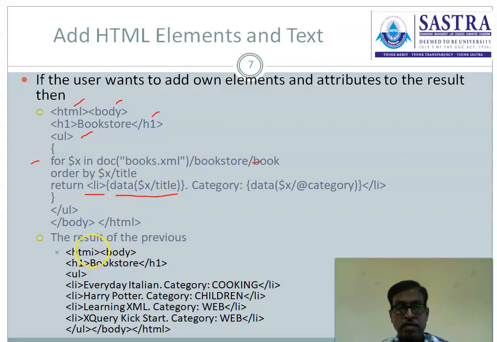In the result, we are getting HTML body, h1, ul, and then by using the HTML element li, the result is displayed. The result is Everyday Italian, and then category is also displayed in the program, right? Category is also available. I need to print that too. So category equal to cooking. See, this is the book title, and then category is cooking. Category is not available there. I am including the category here. An HTML element is included in the result.